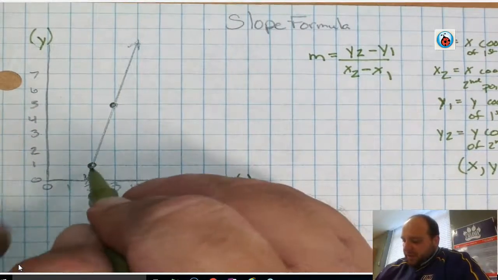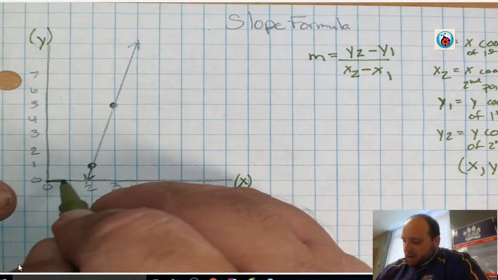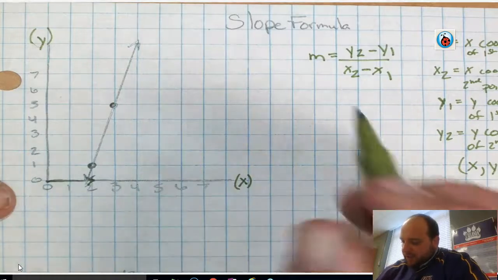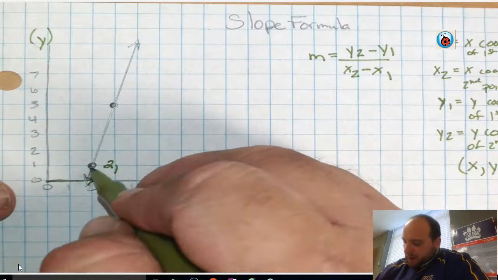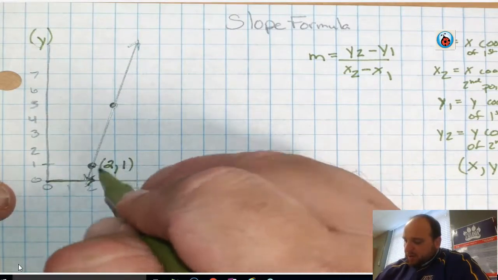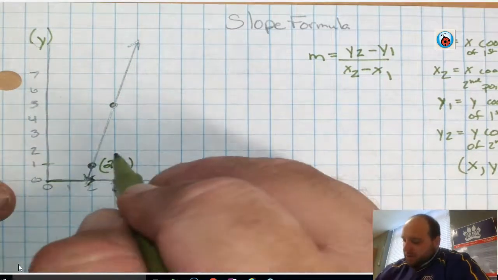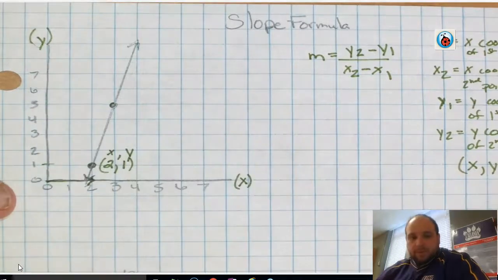So the first thing I'm going to do is identify this point right here. So I look at the x-coordinate, so I start at the origin, and I see how far I go over to get on the x. In this case, it would be 2. And then I see how far I went up, and I go up 1, so the y-coordinate is 1. So the xy coordinate on this one would be 2, 1, okay?